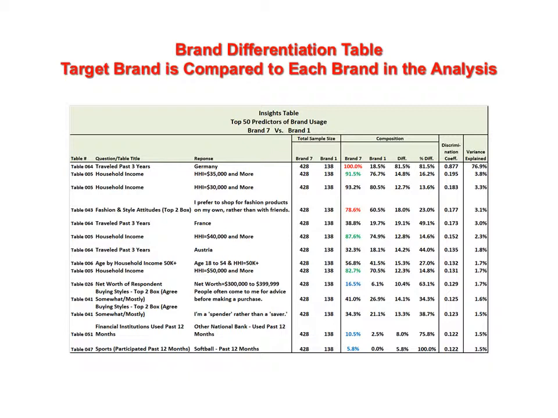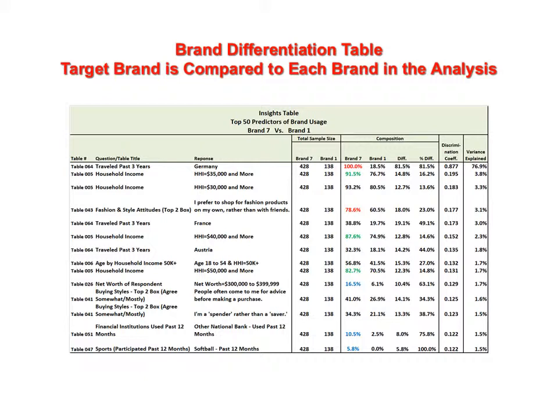The next two columns provide the total sample counts for the target and competing brands respectively. The next two columns tell you the percentage of target users and the percentage of competing brand users who traveled to Germany in the past 3 years. The next two columns tell you the percentage point difference and the percentage difference between target and competing brand users with respect to traveling to Germany in the past 3 years.